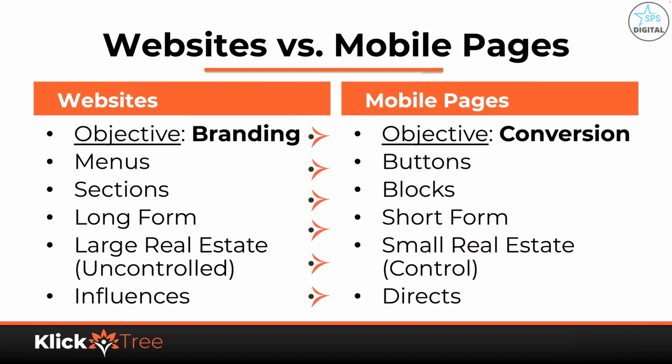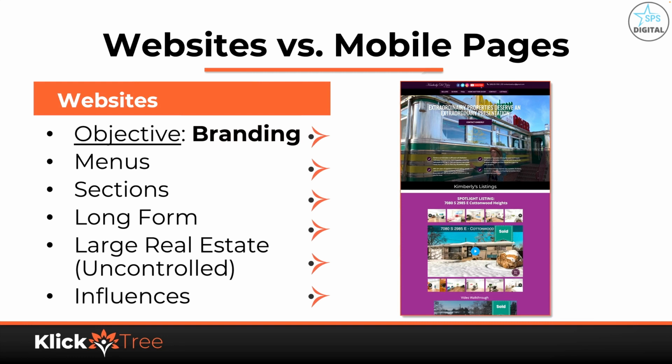Mobile pages, here is where the objective needs to be conversion, right? You build a mobile page specifically with buttons rather than menus. You build them with blocks rather than sections, and they are often short form. Again, as I said, people are very quick on the mobile phone. They have very little time, and that's why it needs to be short form. You can see it in the rise of TikTok. People don't have a lot of attention. So short form is better. It has a smaller real estate, smaller screen, and it obviously directs people to the call to action that you want to have people take. I hope you understand that.